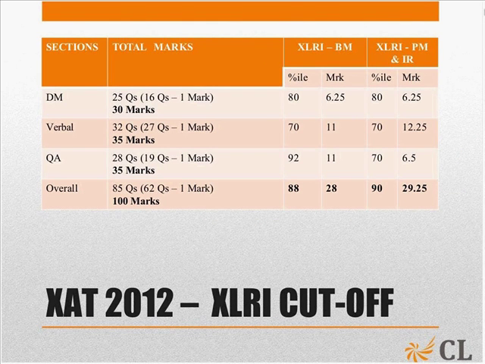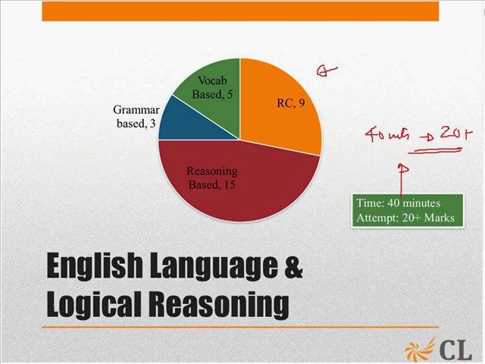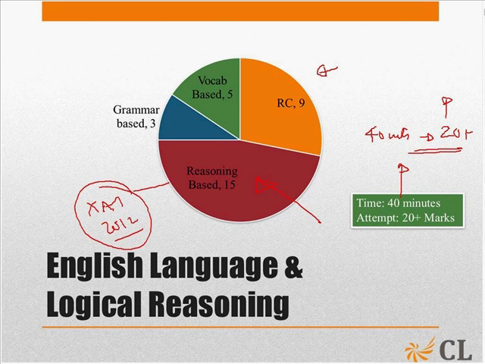Remember, the cutoff was about 13. The cutoff was 13. That's the bare minimum. But we will try and push anything above 20. What you immediately notice is this: a major chunk is going to be reasoning based. This could be critical reasoning, this could be para jumble, this could be syllogisms. At least in that 2012 paper, a lot of them were reasoning based, and you cannot get to these marks if you're not attempting these.